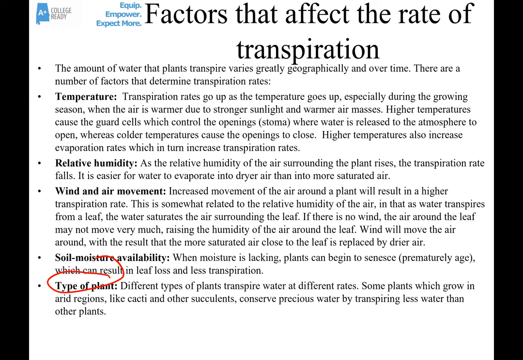Different kinds of plants transpire faster than others. Plants that grow in very dry places, like deserts, for example, the cactus, transpire very slowly because they're trying to conserve water, because it's such a precious, rare resource.